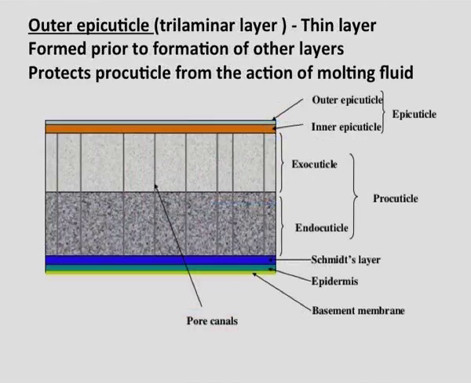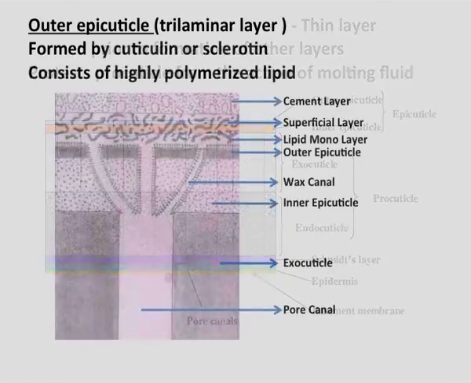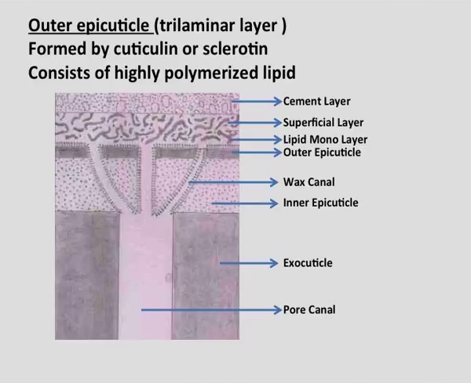So, the next one is the outer epicuticle. It is a thin layer. The inner epicuticle is the thickest layer, and the outer epicuticle is a thinner layer, also known as the trilaminar layer. So, what is the function of this layer? During new cuticle formation, it is formed prior to the other layers and it protects the procuticle from the action of molting fluid.